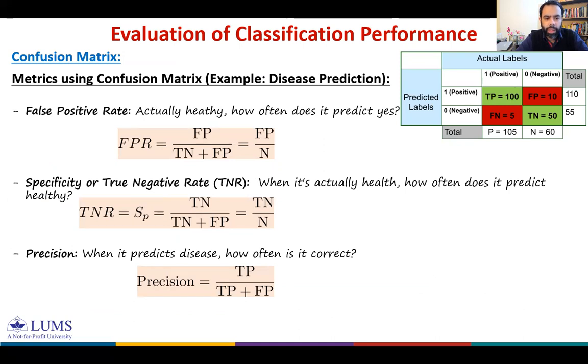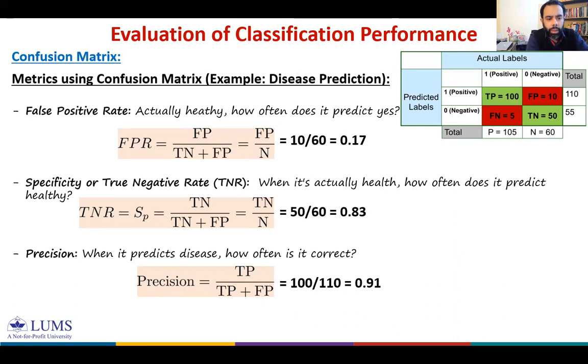False positive rate. Actually healthy, but your model predicted diseased. That is simply false positive divided by N, that is 10 over 60, 0.17. Sorry, actually healthy, how often does it predict diseased? That is 10 over 60, because it's the false positive rate. Your model predicted as positive, but that is a false prediction. In fact, it has a negative label. TNR, specificity, 50 over 60, that is 0.83, and precision would be simply 100 over 110, 0.91.